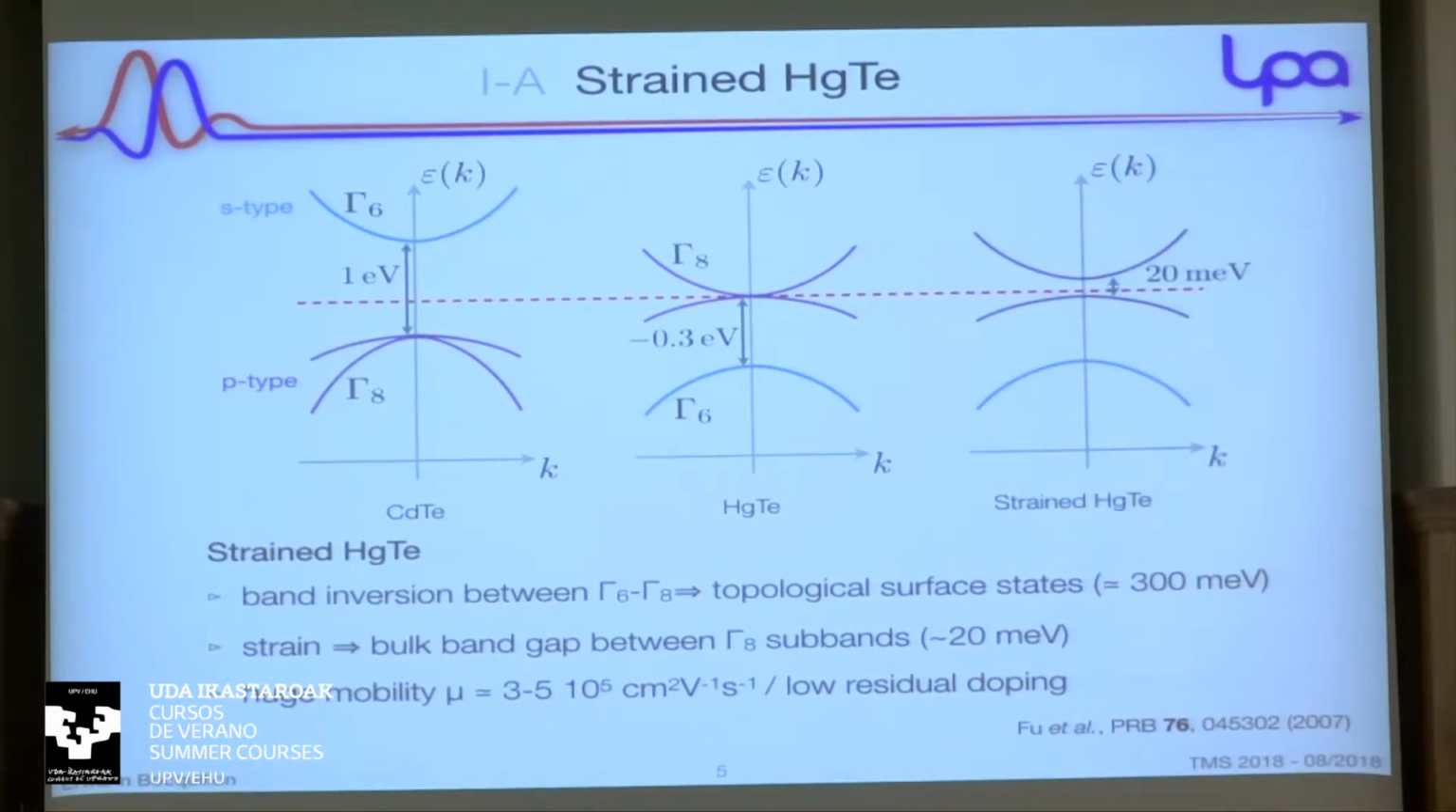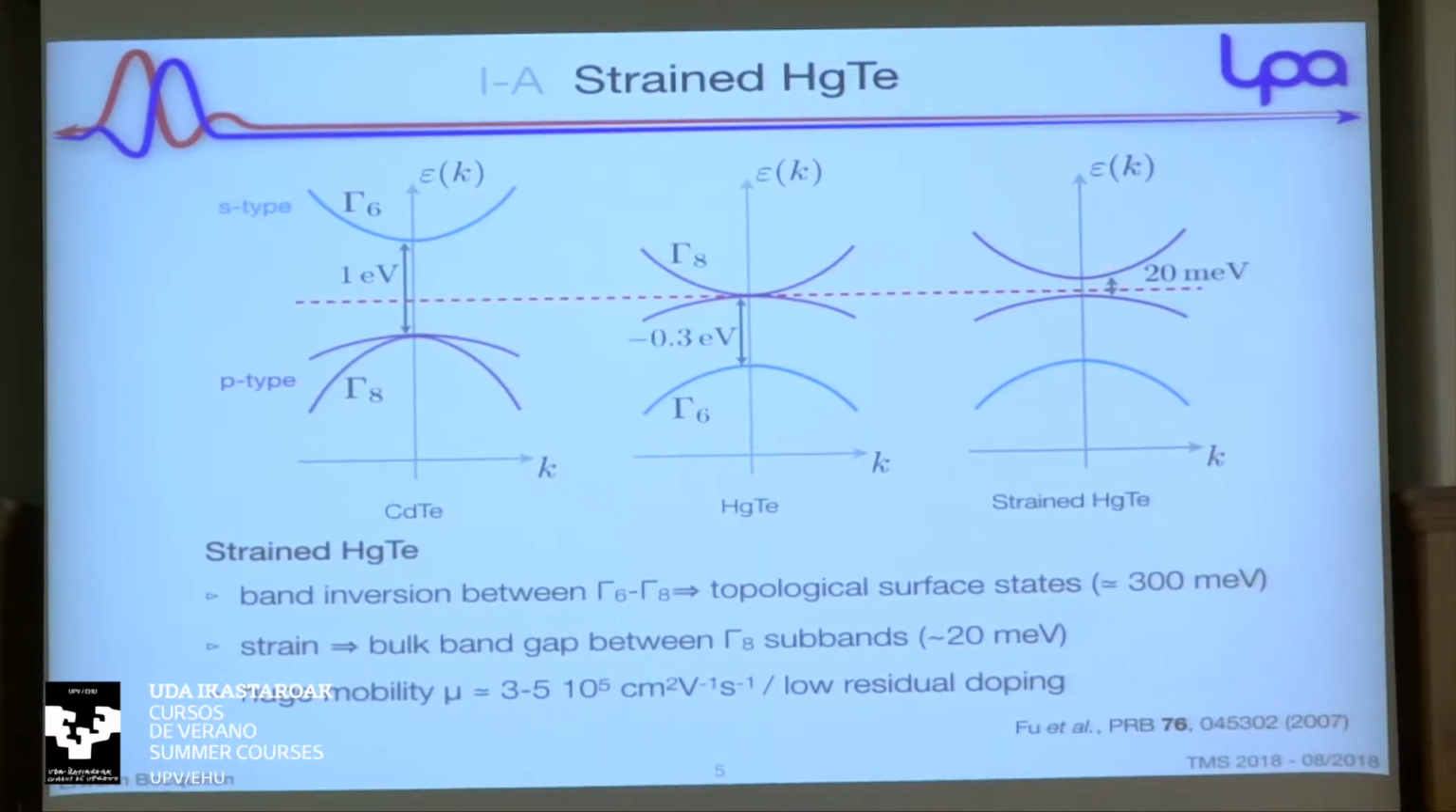So what is done in mercury telluride to really see the topological character is to strain the mercury telluride. Just simply during the growth, you grow it on some cadmium telluride substrate, and there's a small lattice mismatch that will strain the mercury telluride lattice. And this will lift the degeneracy and open a small gap.